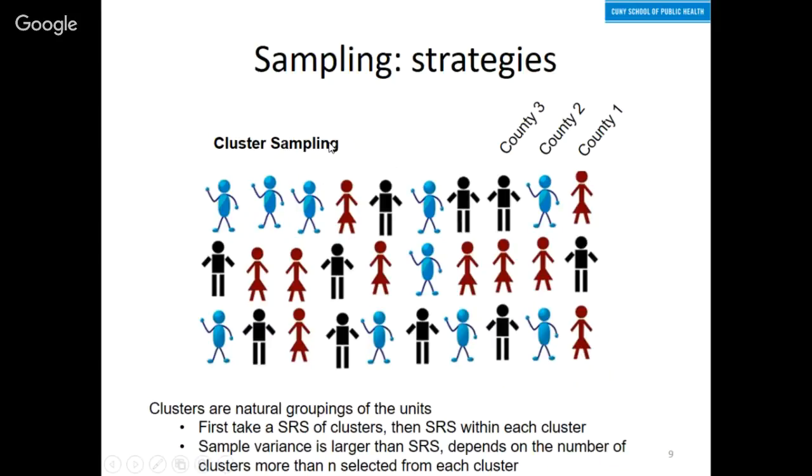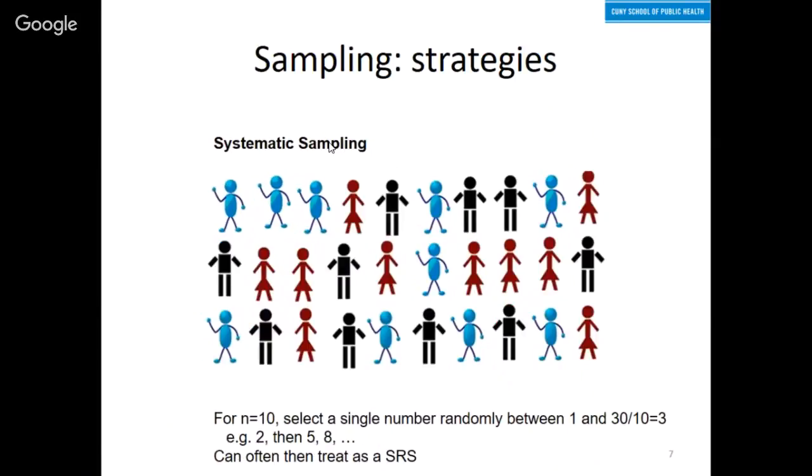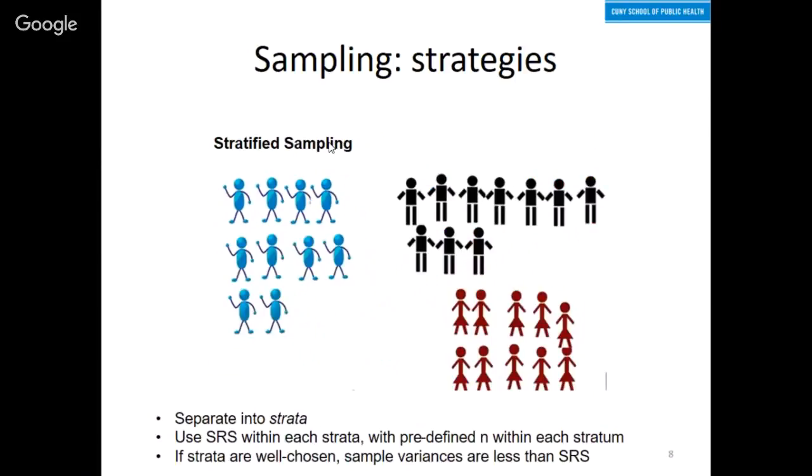Now, cluster sampling, and this looks an awful lot like the first one again. How did this happen? And why didn't I notice it?